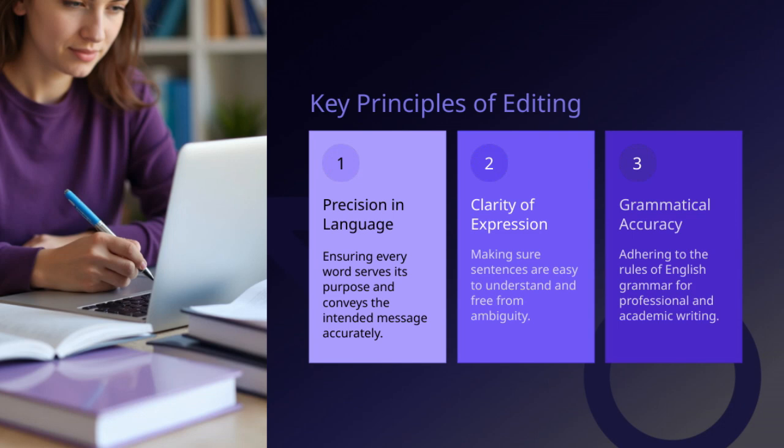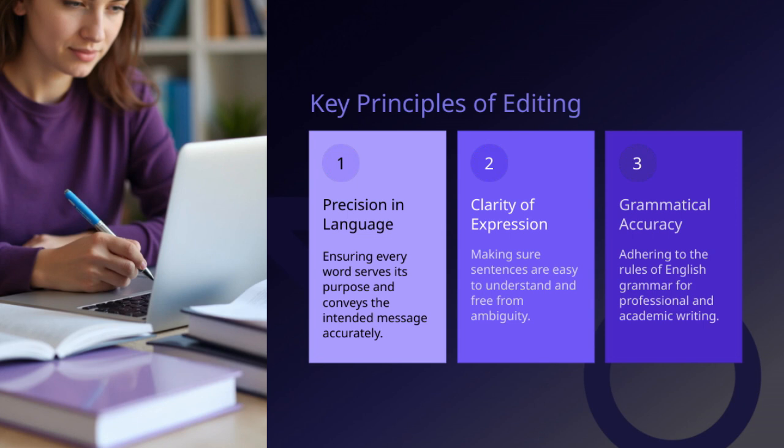First, we have grammatical accuracy. This means making sure our sentences follow the rules of English grammar, which helps make our writing professional and credible. When our grammar is correct, our ideas come across clearly and are easier to understand. Next, we focus on clarity of expression. This involves ensuring that each sentence is simple and direct, so there's no confusion or ambiguity. We want our readers or audience to grasp our message without any doubt.